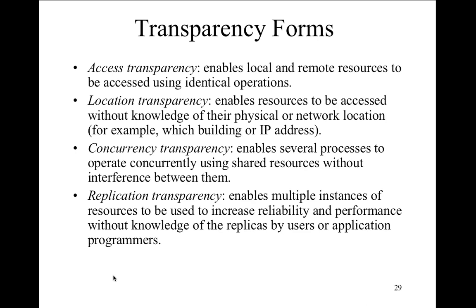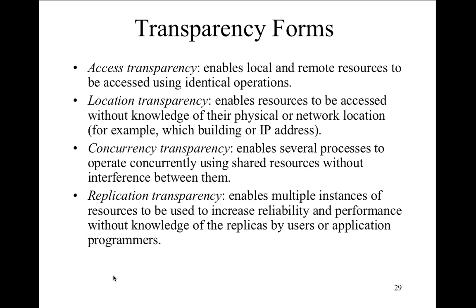Concurrency transparency enables several different processes to operate concurrently using shared resources without interfering with each other. This would be the concept of 2 people using a shared gas card, as an example, both getting gas at the same time. So we have transparency in terms of the way that the transactions are concurrently occurring, and we have concurrency control and management that occurs with that.